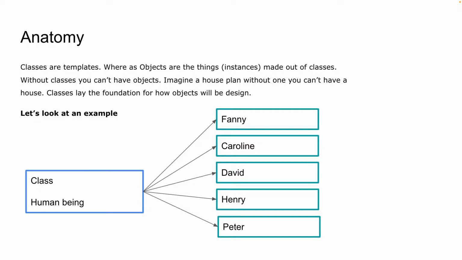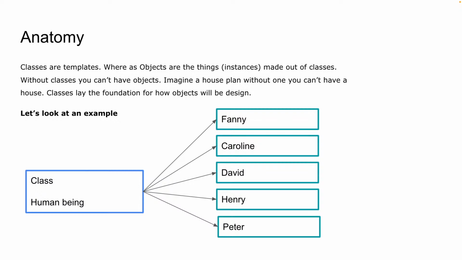And so what is the anatomy of OOP? In short, in OOP we have two fundamental things. We have the class and we have the object. Classes are templates. If you don't know what the term template means, I can say that they are blueprints. They are like a strategy, like a plan for coming up with something. Whereas objects are the things, technically instances, made out of classes. So without classes you cannot have objects.